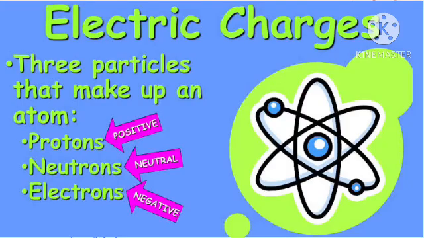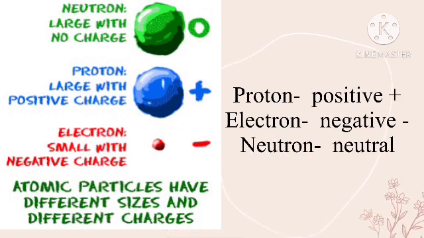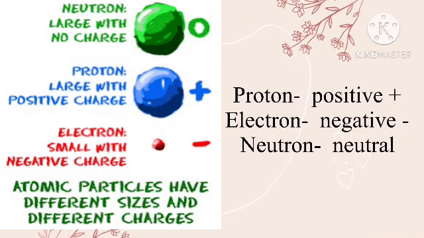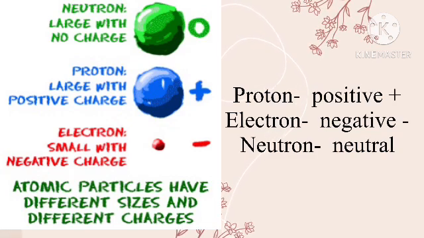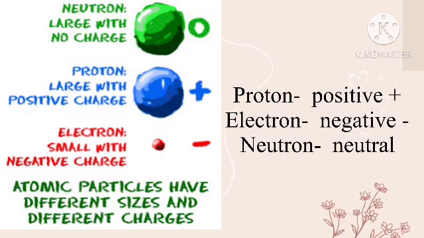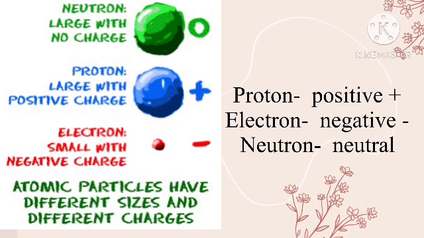Now, these protons and electrons have electrical charges. The protons are positively charged, while electrons are negatively charged. But neutrons are neutral, meaning they do not carry any charge at all.